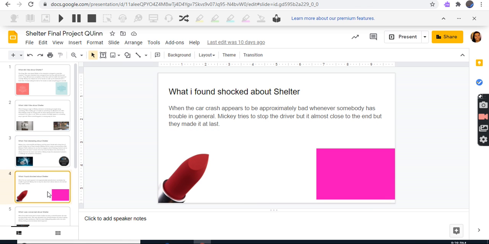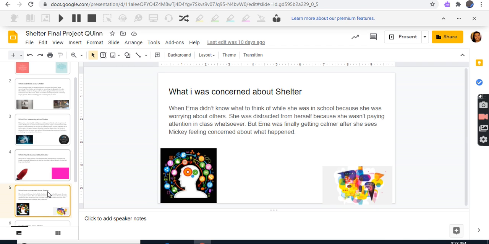What I found shocking about Shelter, when the car crash appears to be exponentially bad whenever somebody has trouble in general. Mickey tries to stop the driver, but is almost close to the end. But they made it at last.